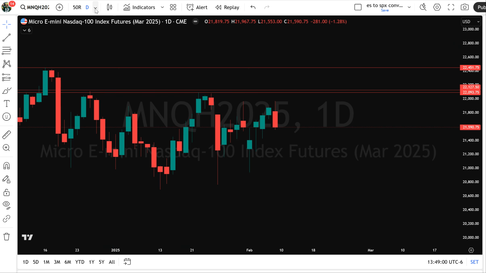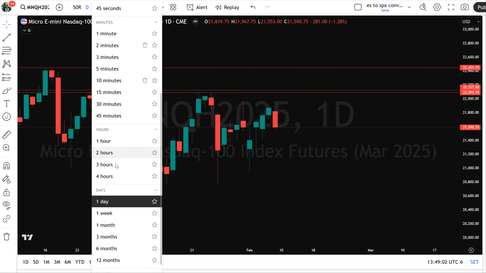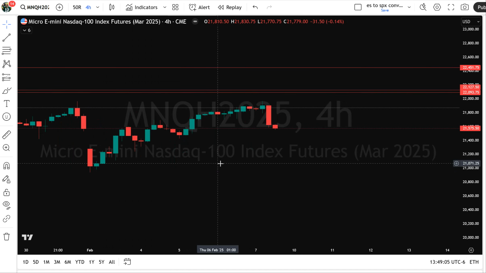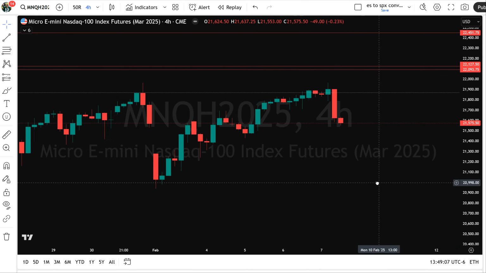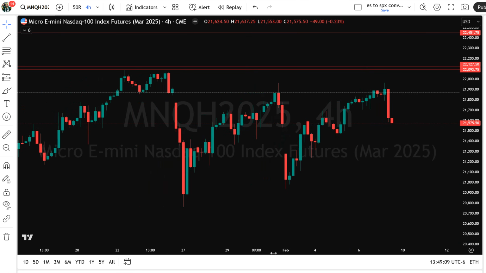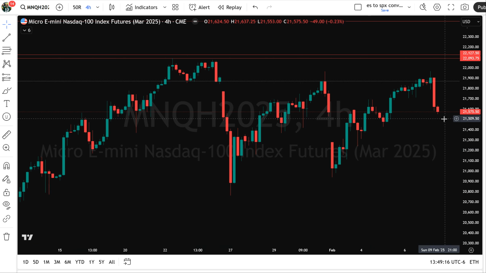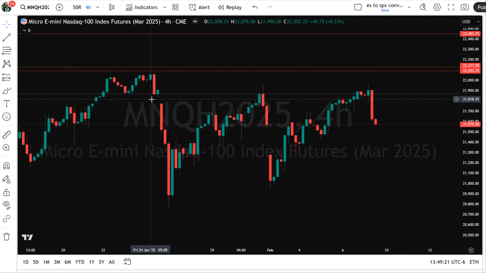Now that we've looked at the daily, let's go down and look at the 4-hour chart. When we look at the 4-hour chart, we can get a little more granular. What we're looking at here is a period from about mid-January to last Friday, which was the 7th. Now, you can see these little gaps here. This is when the market closes at 3 p.m. Central Time and reopens the next evening.